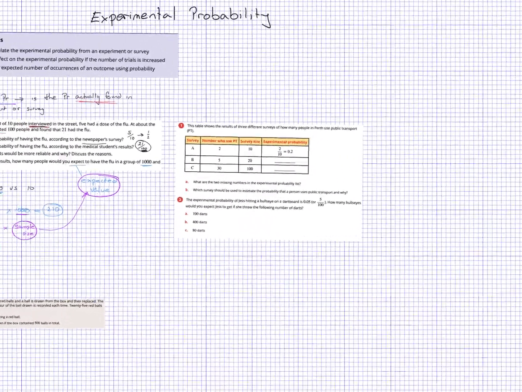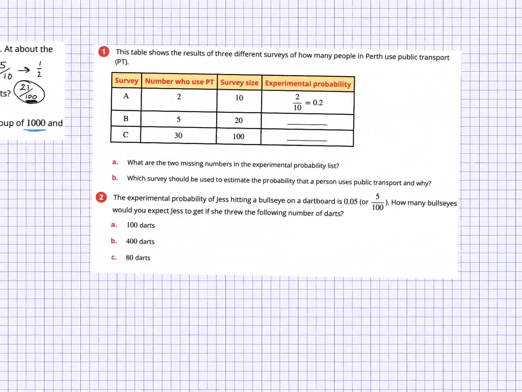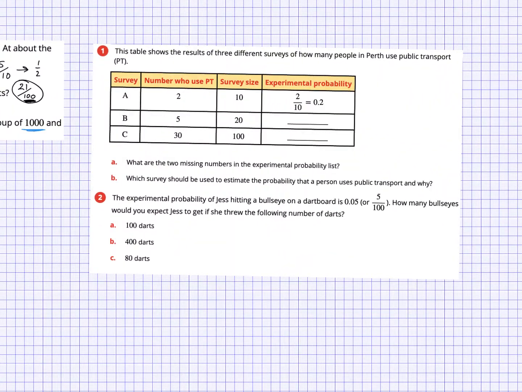All right, so here's a few more things to think about and learn. This table shows the results of 3 different surveys of how many people in Perth use public transport. Survey A looked at 10 people and 2 people used public transport. So there's a 2 in 10 chance of someone using public transport. Survey B looked at 20 people, so double the size, and found 5 people use public transport. And Survey C looked at 100 people and found 30.